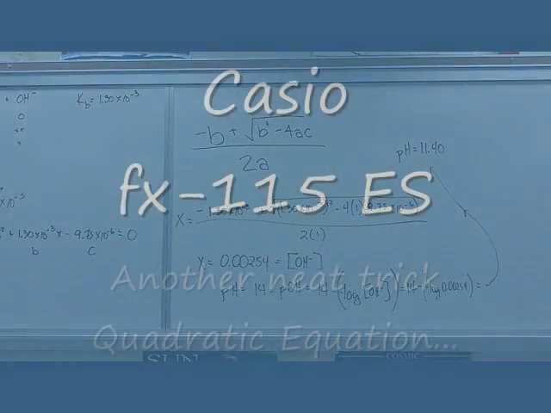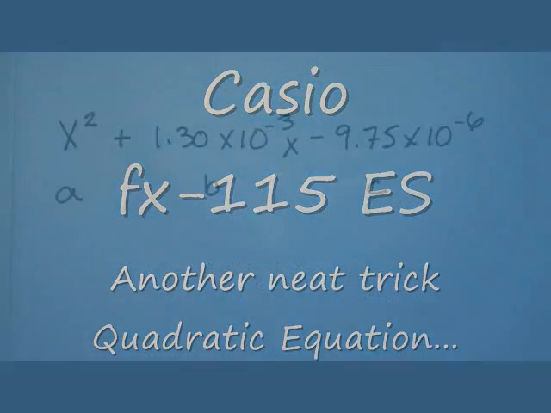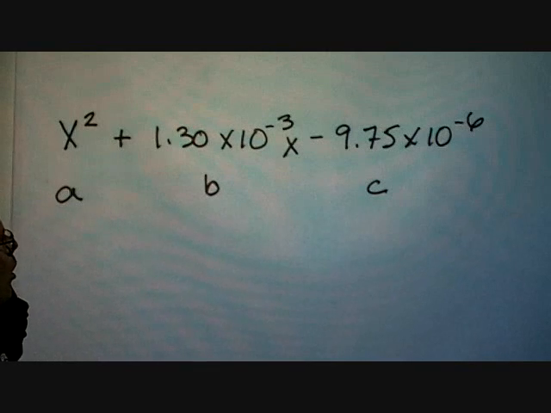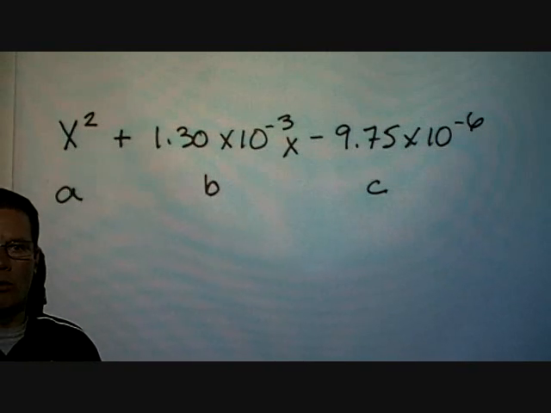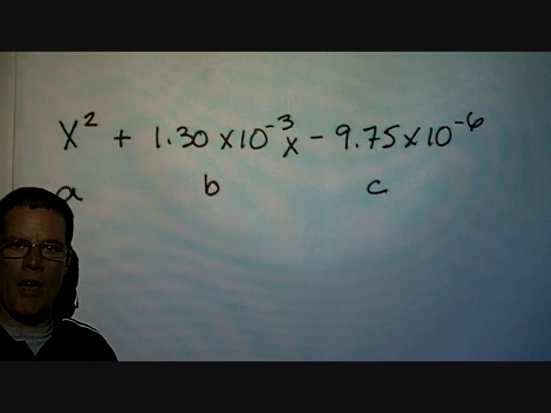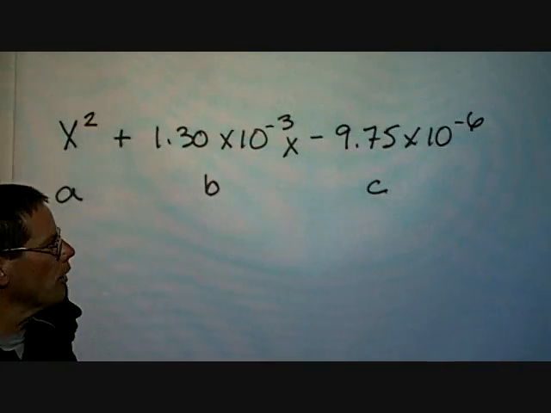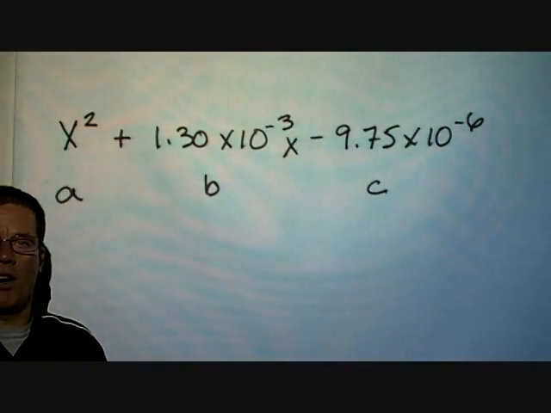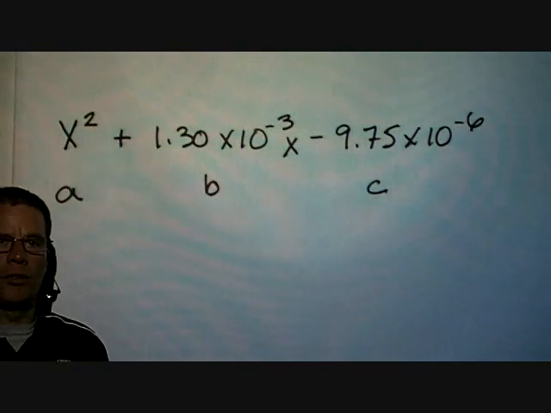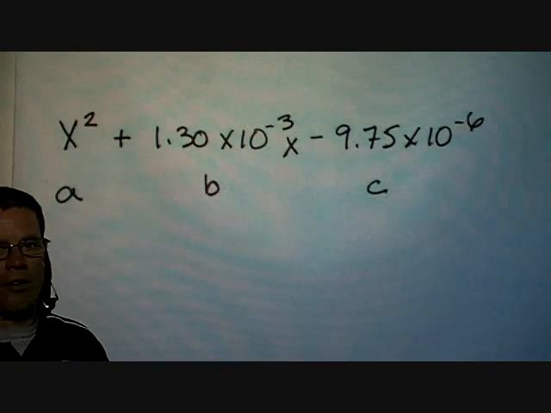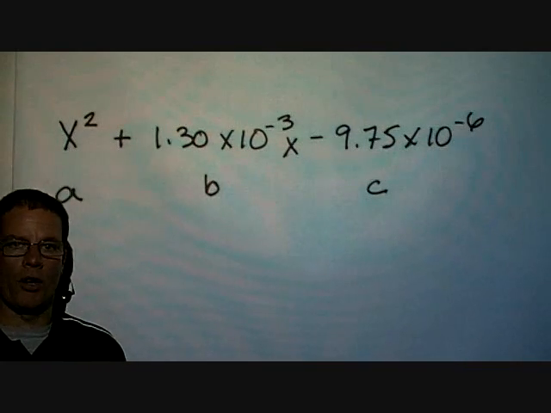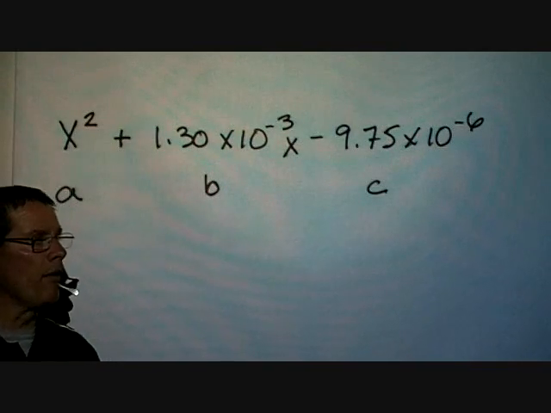I'm going to show you something new here. I'm using the Elmo, and I want to show you how to use the Casio FX-115ES by inputting these values in pretty quickly for the quadratic equation. This calculator is really neat because it's not a graphing calculator. It's typically under $20 and you can get it at Target, Walmart, Kmart, wherever.